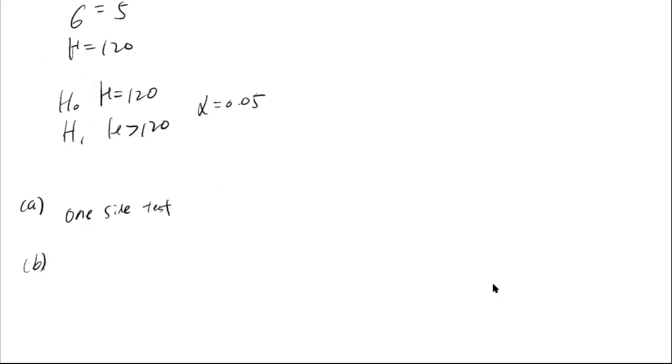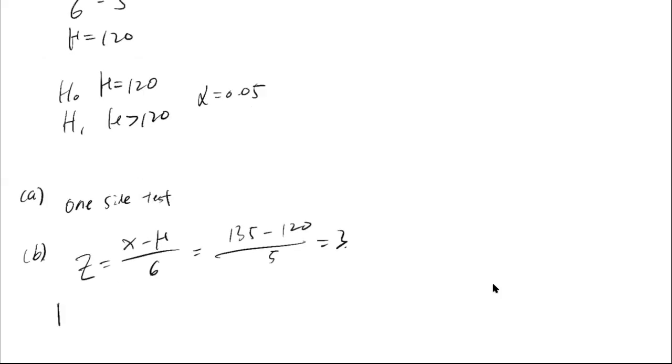For part B, calculate the p-value. When you are calculating the p-value, remember what I said: the p-value is always related to the z-score. So we first calculate the z-score for this measurement, which is x minus mu divided by sigma. In this case, 135 minus 120 divided by 5, which is 3. So the p-value corresponds to P of z greater than 3, which is 0.5 minus Φ(3), which is 0.0013.